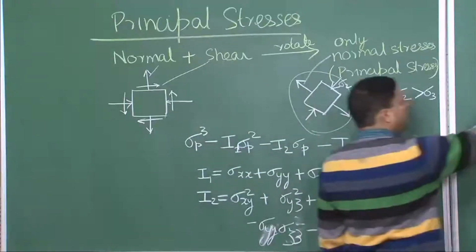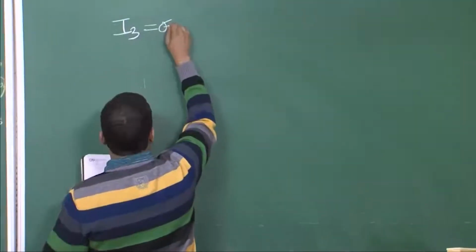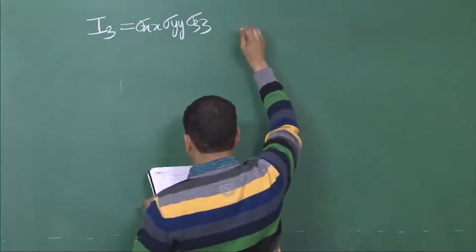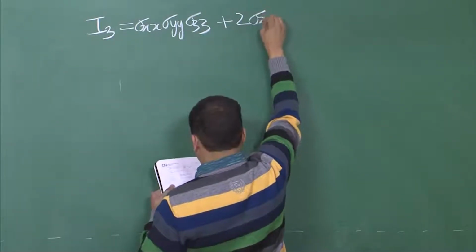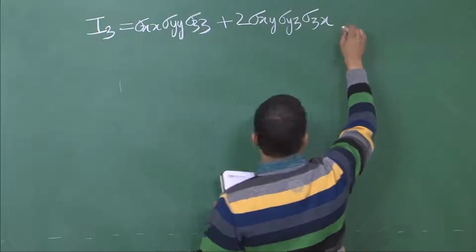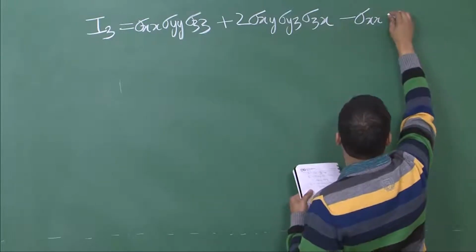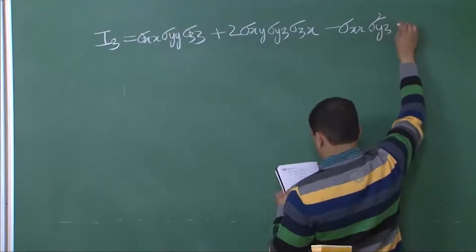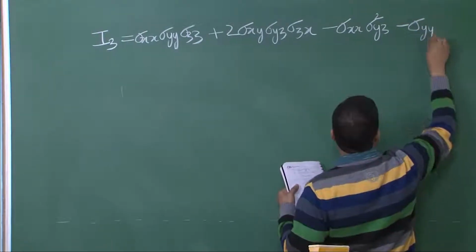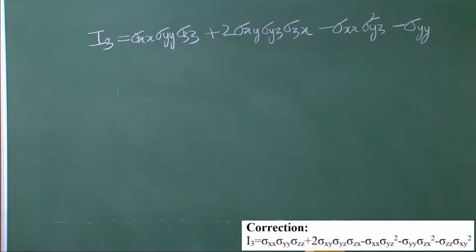This is I2 and you have I3, which is given as sigma zz plus 2 sigma xy. So, we have I1, I2, I3.